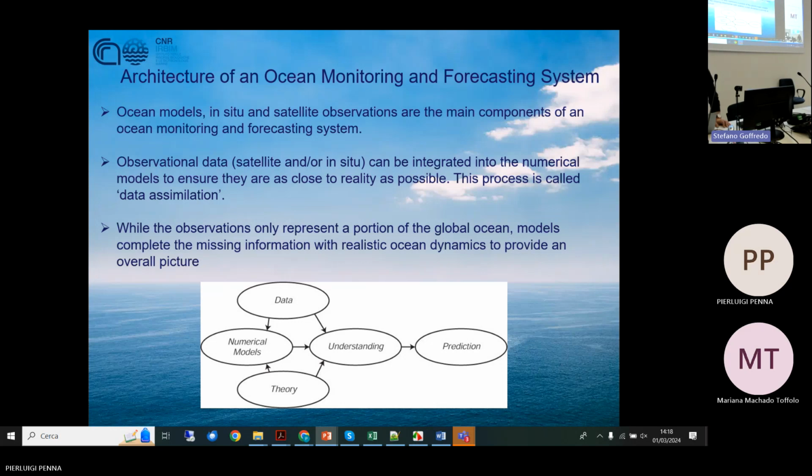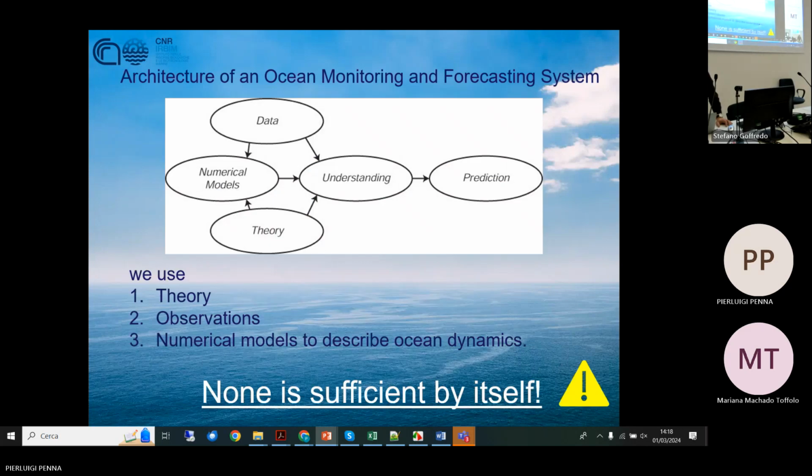The picture that I am showing is the result of all these processes. So data, numerical models, and theory help us understand some phenomena. Because if you don't understand the process, also at micro scale, obviously in global, but also in micro, you can't make some prediction. Understanding is not so easy. And this is a key concept that I want to transfer to you: none is sufficient by itself.